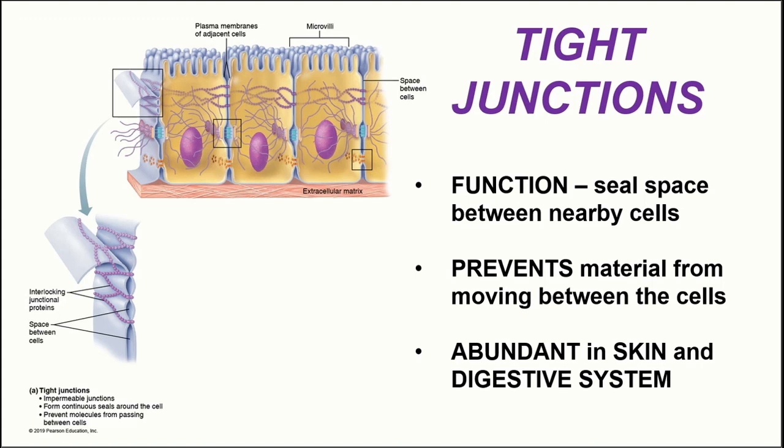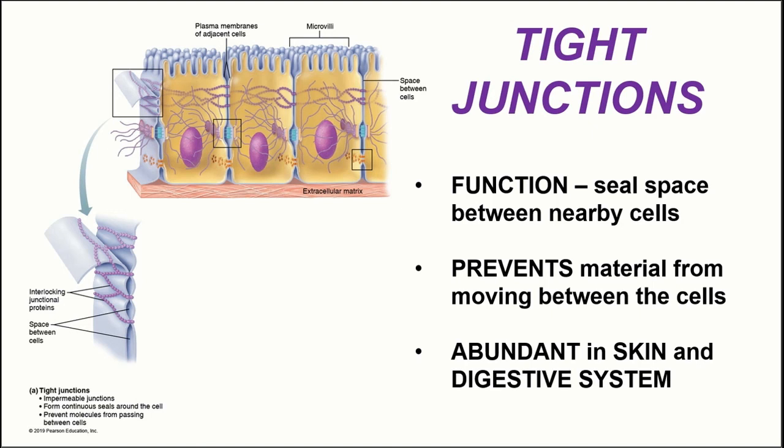Now, tight junctions, on the other hand, function to seal the space between adjacent cells. So this could be compared to the way that a Ziploc or a resealable bag essentially kind of snaps together. And so you're sealing the space so that fluid and materials cannot move between adjacent cells where the seal is formed.